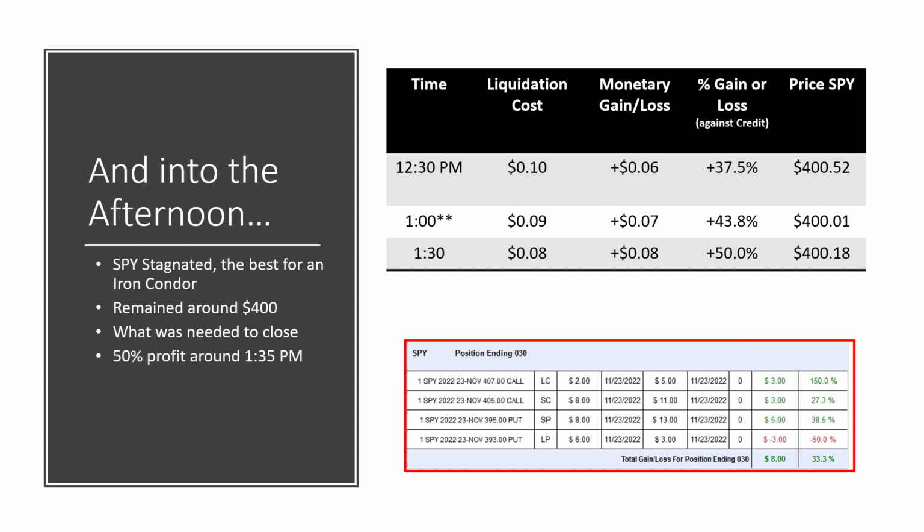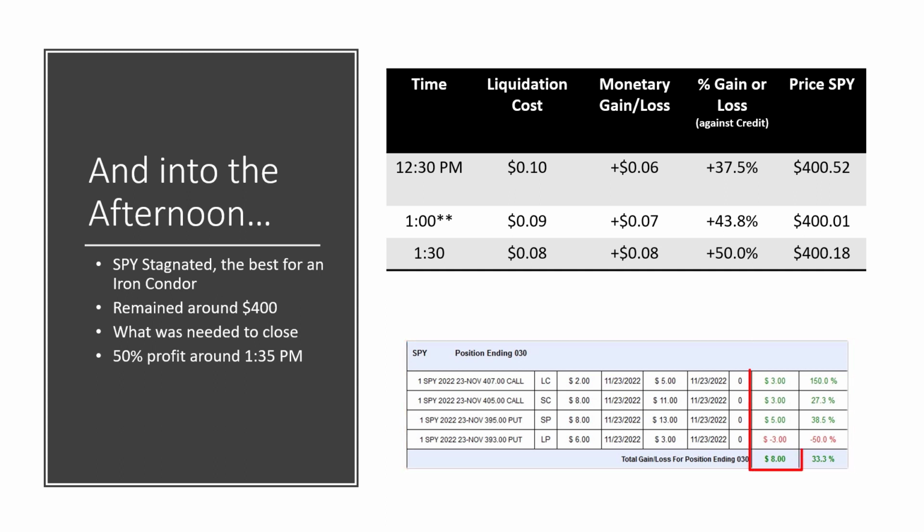This was a paper trade, of course. So we profited 3 cents on the long call as well. So the liquidation, 3, 3, and 5, that puts us at 11, minus a 3-cent loss on the 393 put. We have the 8-cent cost to close the position, an 8-cent total profit, or 50% of what we initially expected to make.